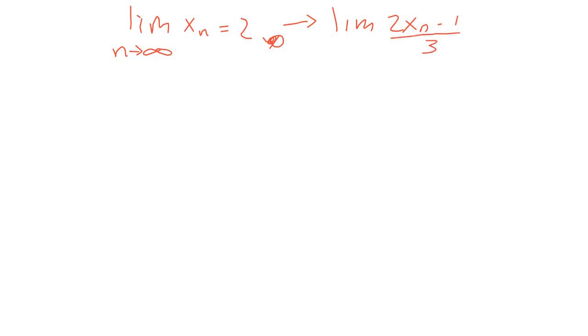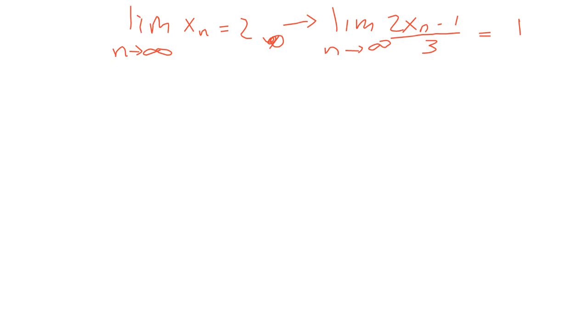The question asked us: if the limit as n tends to infinity of x sub n is equal to, what was it equal to again? Oh, 2. Then the limit of (2x sub n minus 1) over 3 as n tends to infinity is equal to 1. Take out your books, please. Is that what I gave you? If that, then that? Yes, sir. Okay.